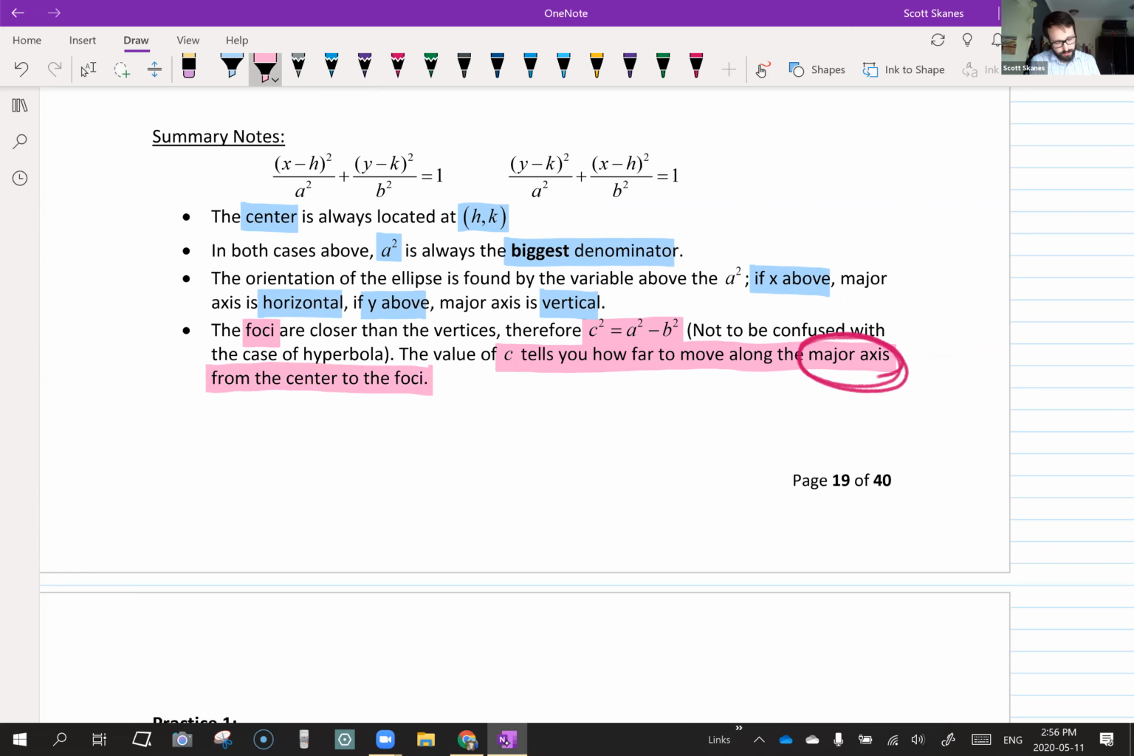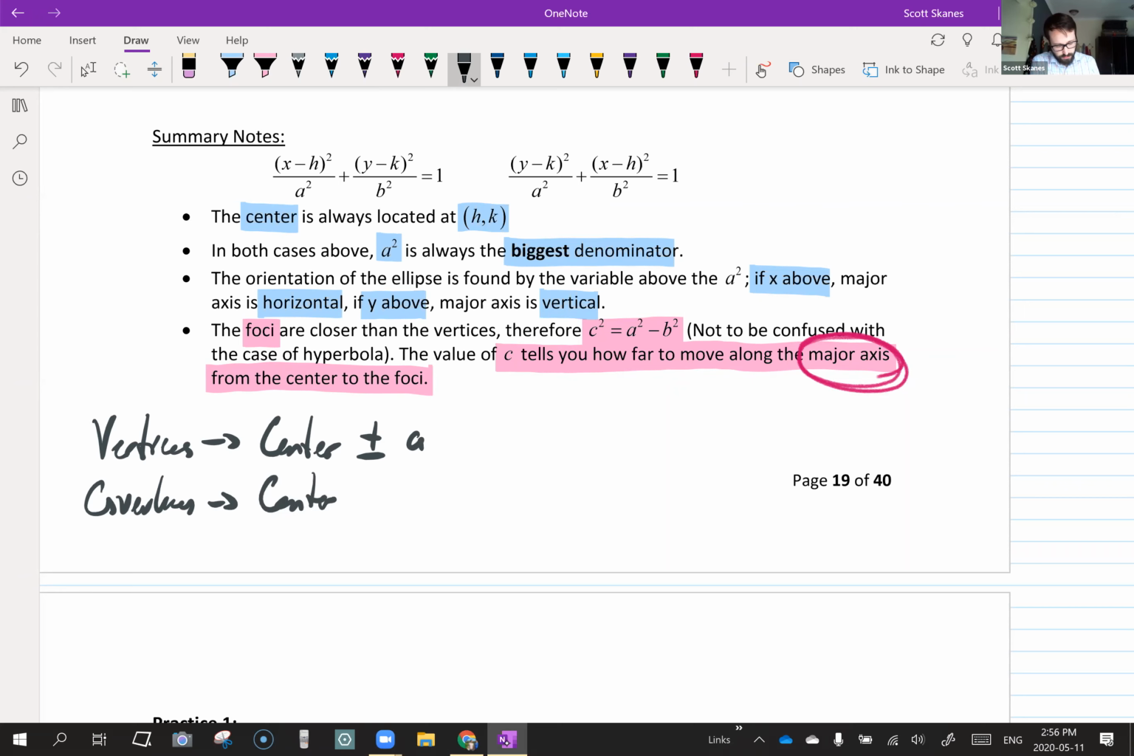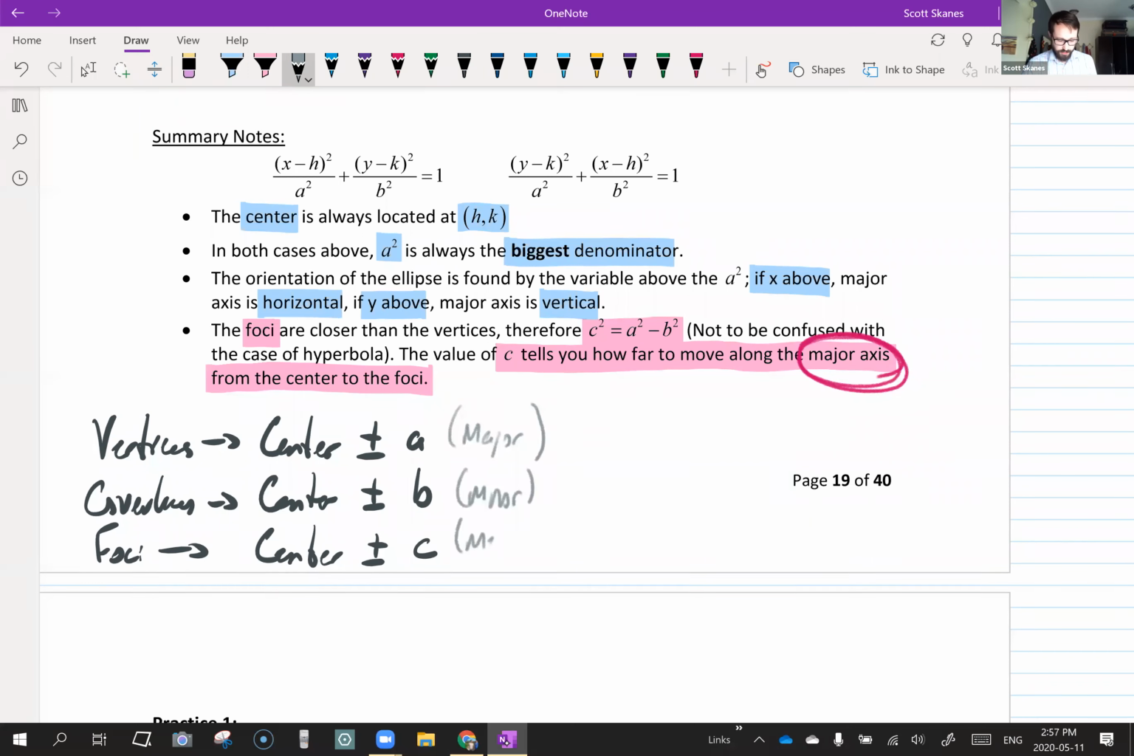Okay, so let me summarize something. Vertices: center plus or minus a. Co-vertices: center plus or minus b. Foci: center plus or minus, what do you think it's going to be? c, but it's major. So this one's major, this one's minor, this one's major. That's the big idea.